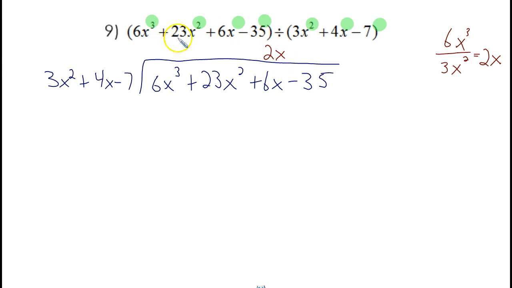I multiply 2x times all 3 of these terms over here. So 2x times 3x squared is 6x to the third, because 2 times 3 is 6, and x times x squared is x to the third. 2x times 4x is positive 8x squared, and 2x times negative 7 is minus 14x.